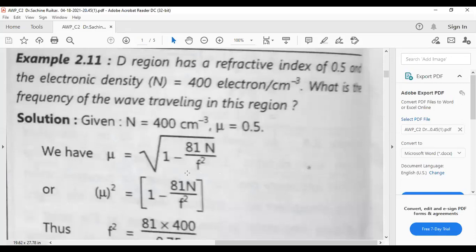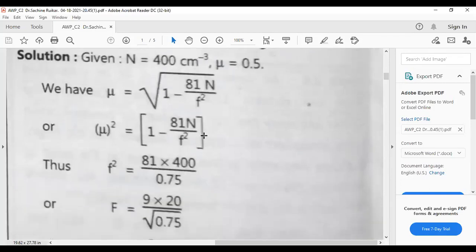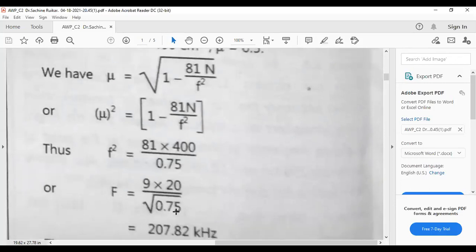If you square both sides, mu square will be there and the root will be removed: mu square equals 1 minus 81 n divided by f square. You can get f on one side and substitute the other given terms, so you will find the frequency is 207.82 kilohertz. I hope you are doing this with the calculator and verifying this answer. So what is the frequency? 207.82 kilohertz.